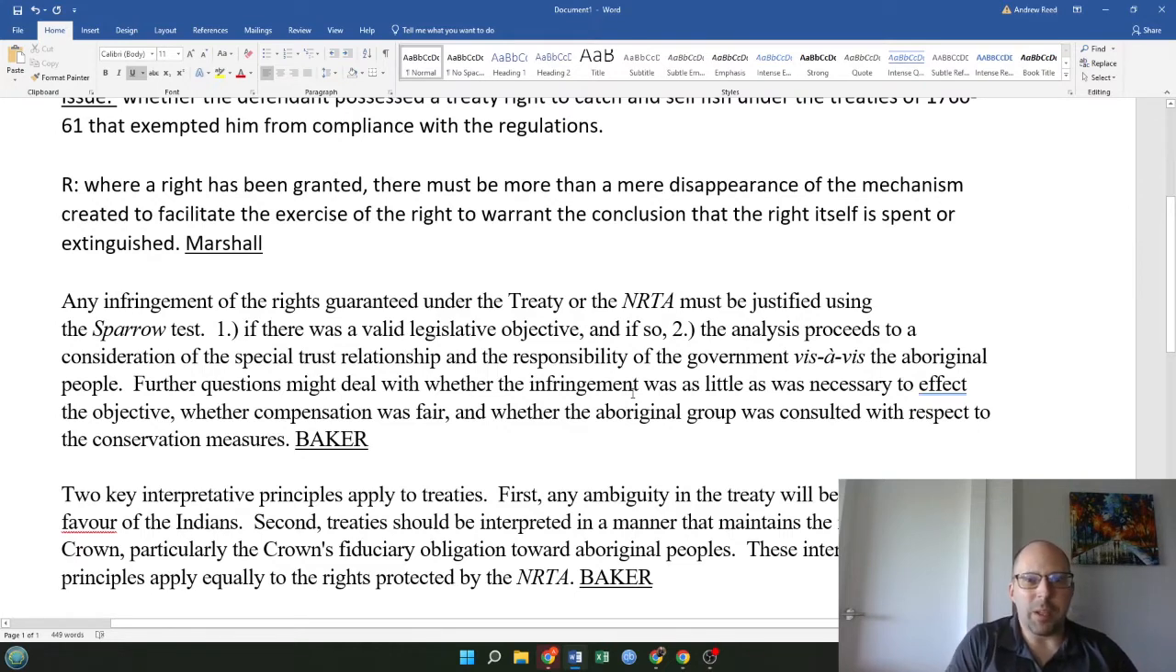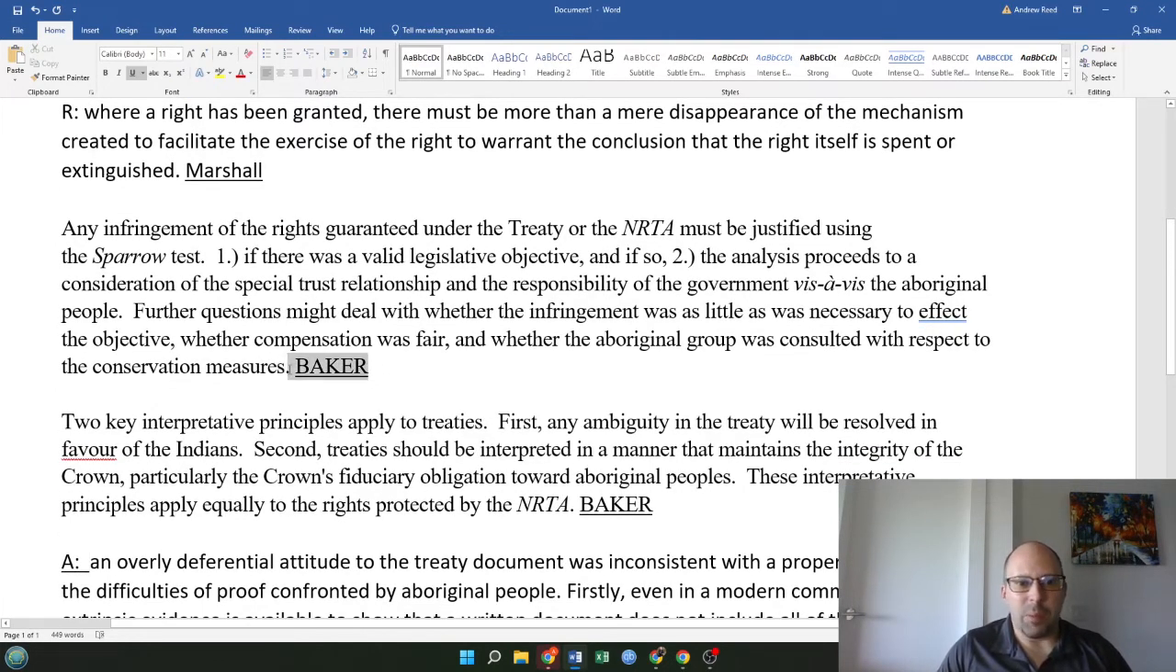Second rule here from the Baker case, which is really referring to how treaties apply using the Sparrow test. So any infringements of the rights guaranteed under the treaty must be justified using the Sparrow test. So is there a valid legislative objective? And if so, then the analysis goes to a consideration of the special trust relationship and responsibility of the government toward the Aboriginal people. There may be more questions here as to whether the infringement was as little as necessary to affect the objective, whether it was fair compensation, and whether the Aboriginal group was consulted. That's, again, from the Baker case.